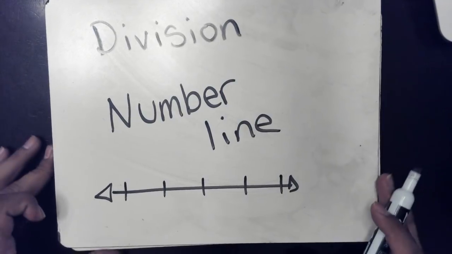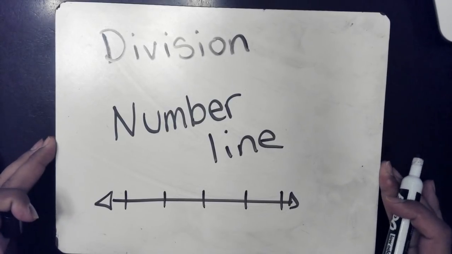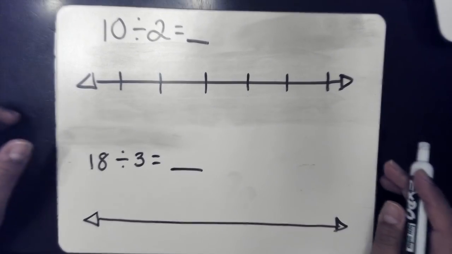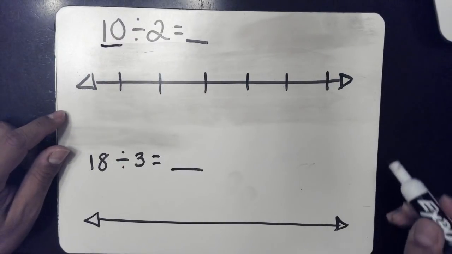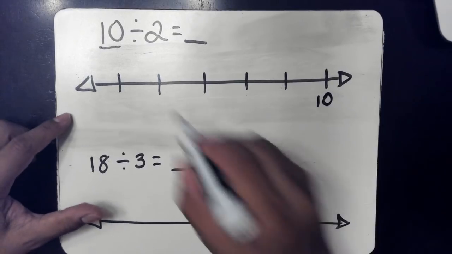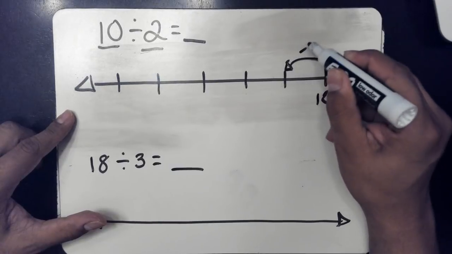So today we're doing division, but we're going to use a number line. So we start off with 10 divided by 2, and we're going to find the quotient. So the first number, the dividend, tells us where to begin. So we start with 10. The divisor tells us to subtract by 2.